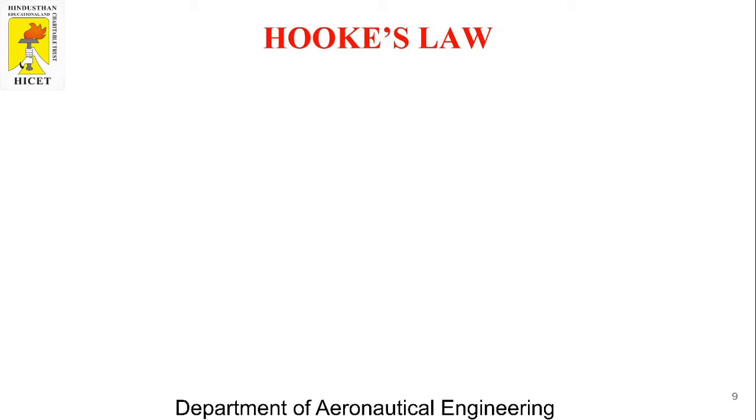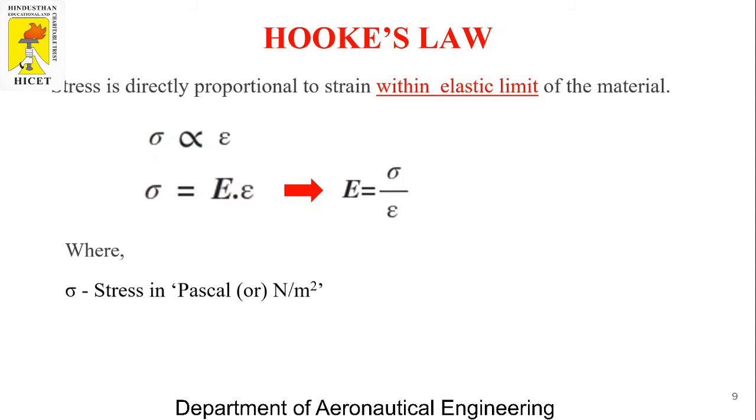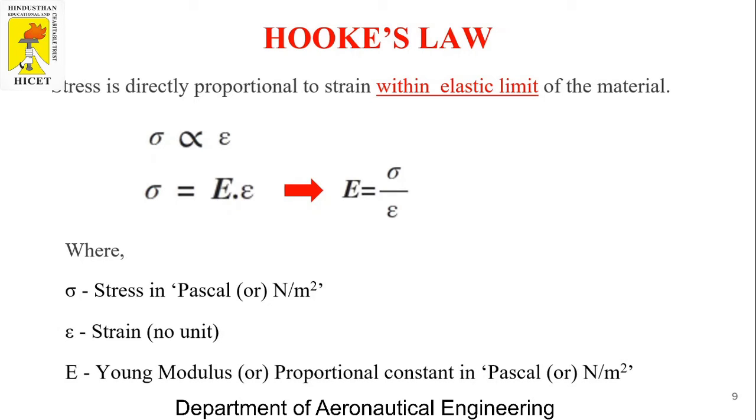Hooke's law relates the stress and strain. The stress is directly proportional to strain within the elastic limit of the material, which is given by sigma is directly proportional to epsilon. This can be written as sigma is equal to E into epsilon, where E is the elastic constant, E is equal to sigma by epsilon, where sigma is the stress and epsilon is the strain, and E is called Young's modulus or proportionality constant. The unit for Young's modulus is Pascal or Newton per meter square.